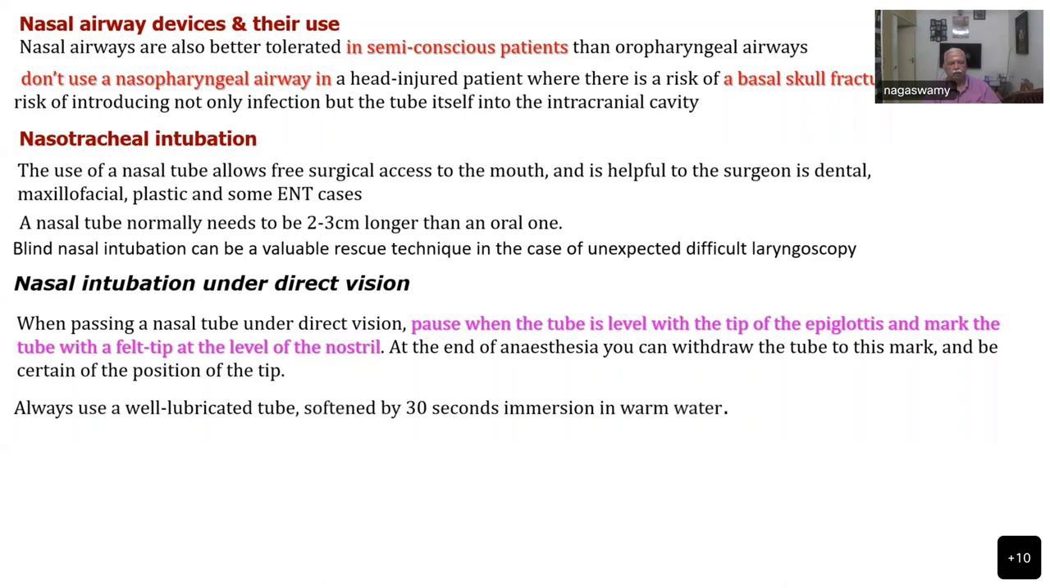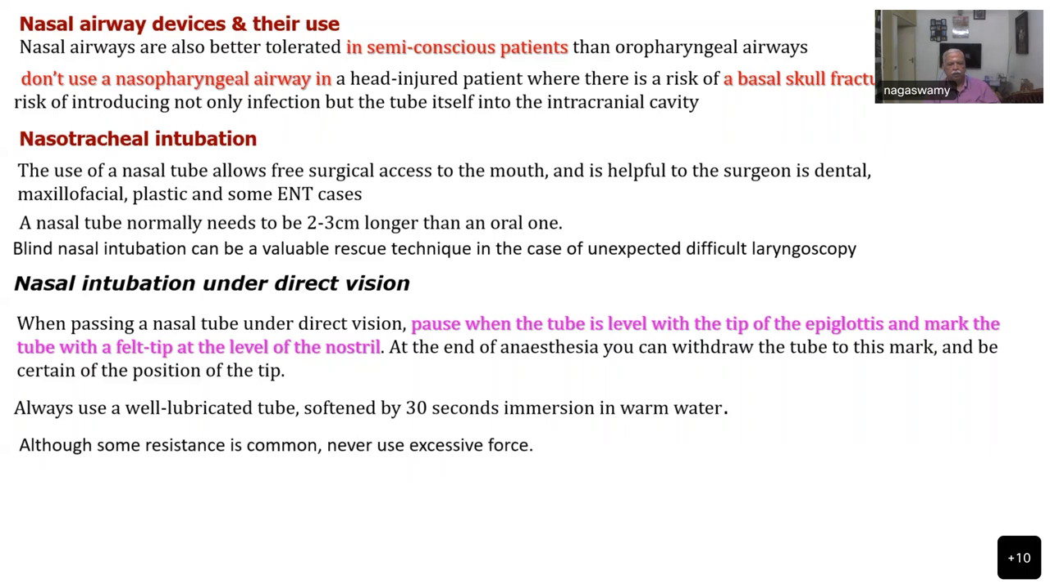So always use a well lubricated tube, and you can soften it for 30 seconds by immersing it in warm water, especially when you use the current day disposable plastic tubes. It's always safer to dip it in warm water for 30 seconds. It will become softer, and once you lubricate it well, the chances of injury are very much reduced.